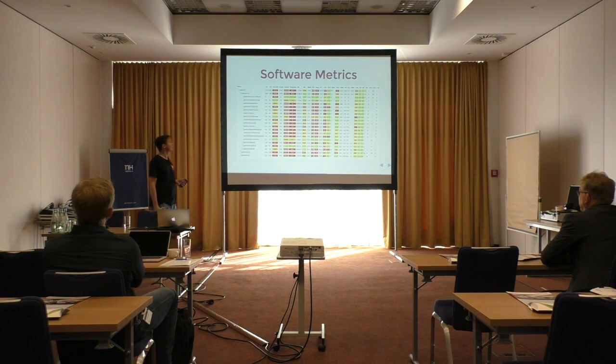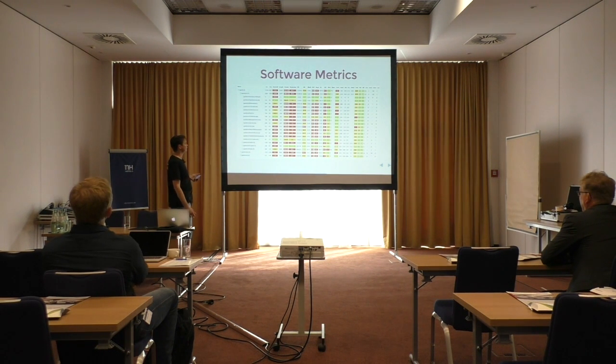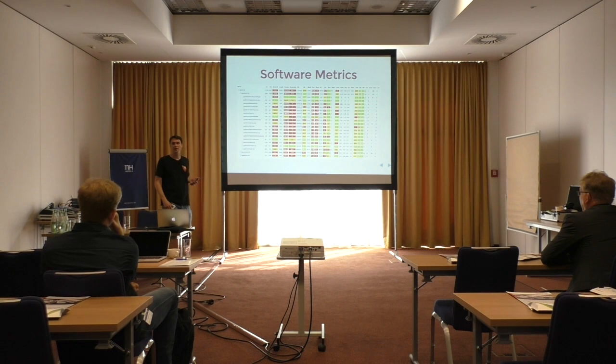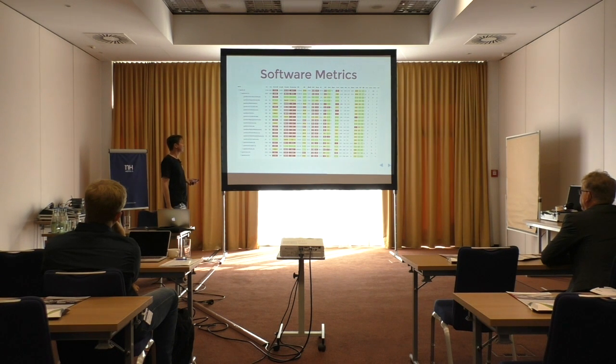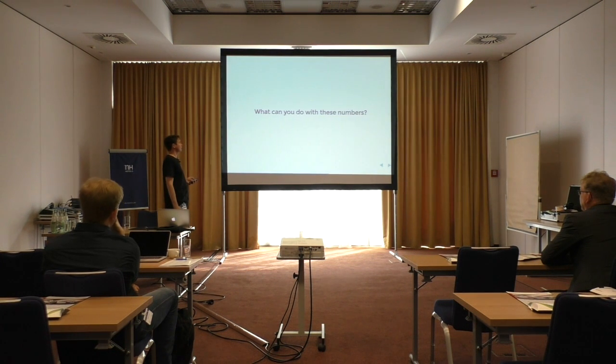Software metrics. It's another topic. Now you see this impressive thing with all these code words and whatever. What I see now is a lot of red stuff and a lot of yellow stuff. Actually, the code base doesn't seem to be so good. But what can I really do with that? What can I do with these numbers?